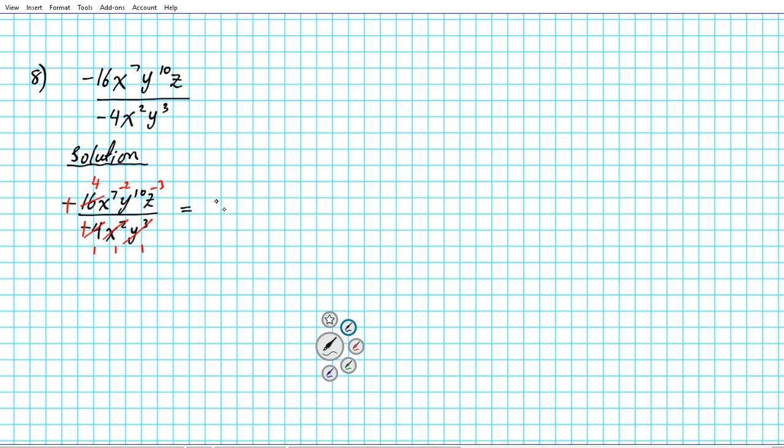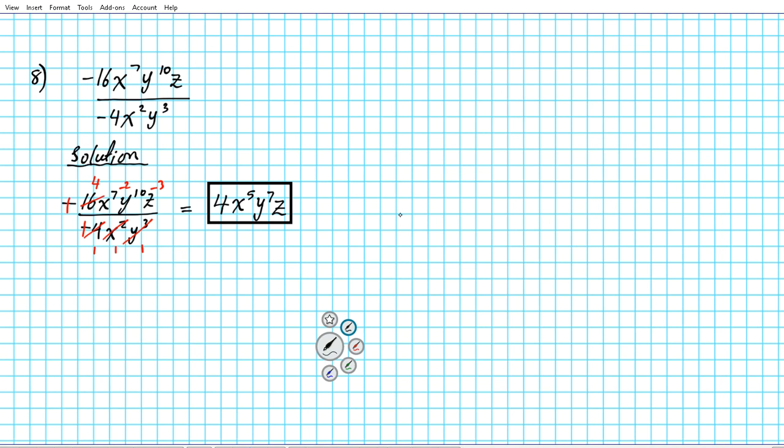So our final answer is going to be 4, positive 4, y to the 7. Oh, sorry, I left out the x. So x to the 7 minus 2, that's 5. y to the 10 minus 3. 10 minus 3 is 7. And then z to the first power, since it's the invisible exponent, we just write it like that. So 4x to the 5th, y to the 7z is the answer to question number 8.